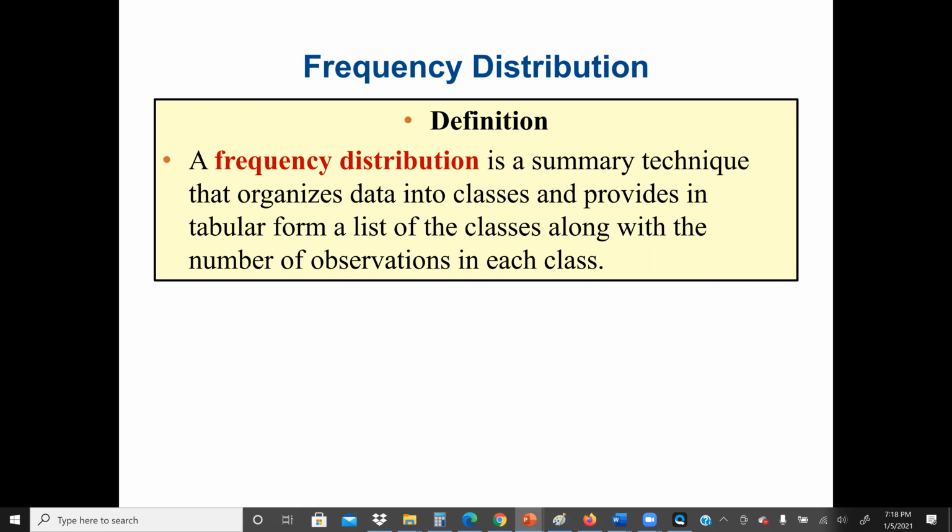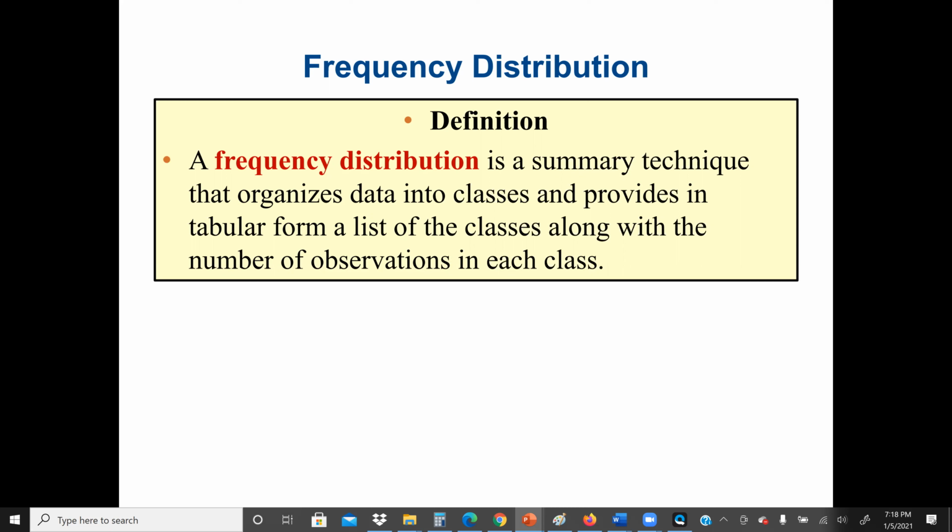There are two forms of organizing data. We can use the table form, which we call the tabular form, which is the frequency distribution table. Or we can use a graph, such as a histogram or dot plot. So we have different types of graphs. So let's start with our frequency distribution topic.